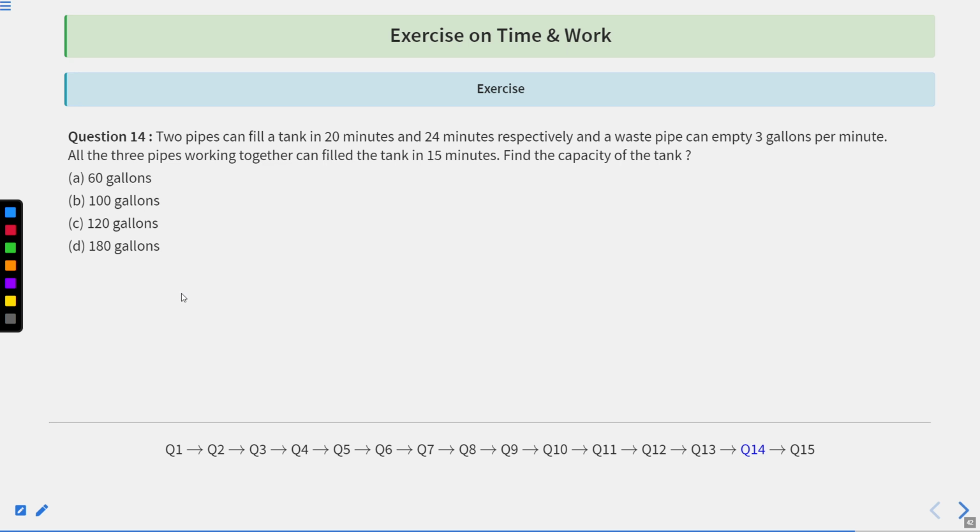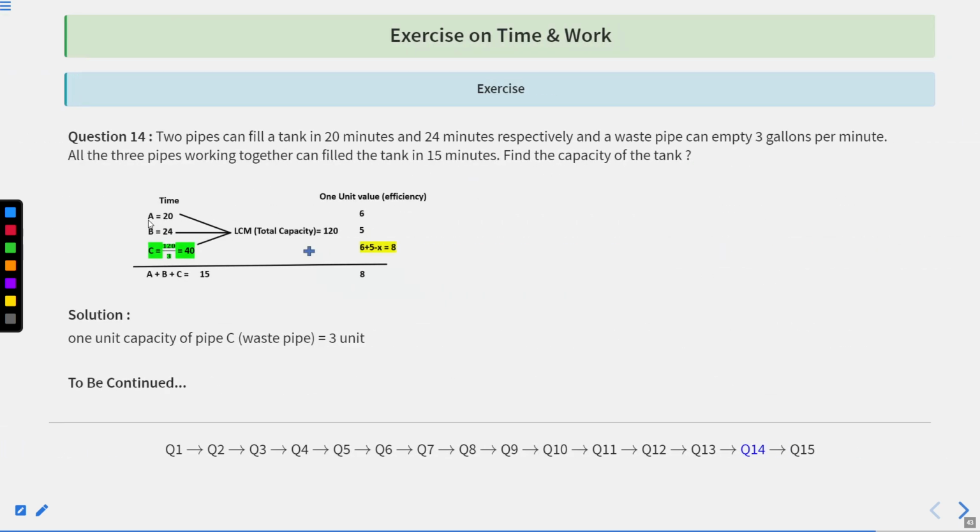Question number 14. Two pipes can fill a tank in 20 minutes and 24 minutes respectively, and a waste pipe can empty 3 gallons per minute. All the 3 pipes working together can fill the tank in 15 minutes. Find the capacity of the tank. So here we have A equal to 20, B equal to 24 and C equal to 120 upon 3, that is 40. So the LCM of these 3 is going to be 120, that is the total capacity, and work efficiency of A is 6 and B is 5 and C is 6 plus 5 minus x, that is 8.